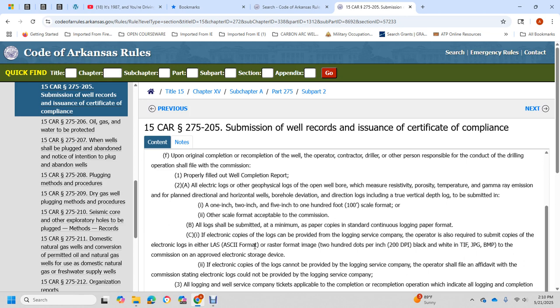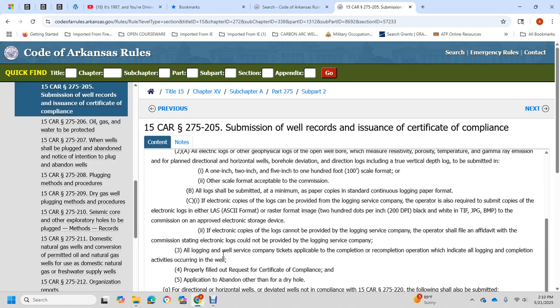The continuous log paper format. Electronic copies other than logs for the logging server, the company or operator is required to submit a copy of the electronic logs in either LAS or ASCII format, raster format, version 200 dots per inch, black and white, with TIF, JPEG, BMP, and commission approved electronic storage devices.